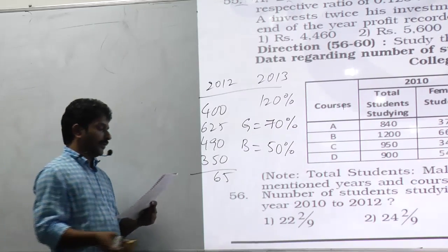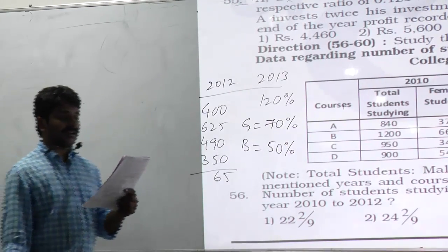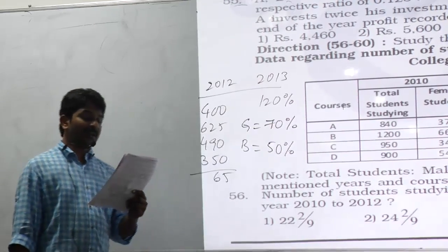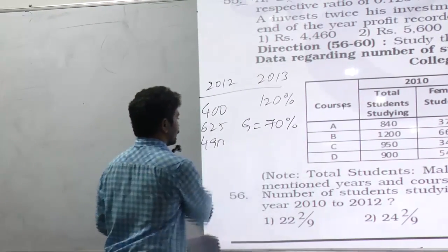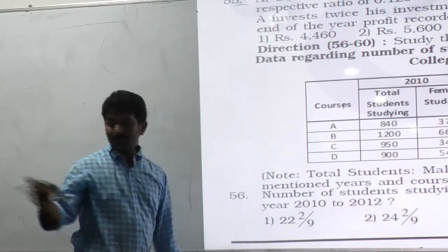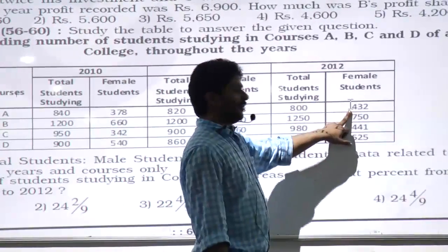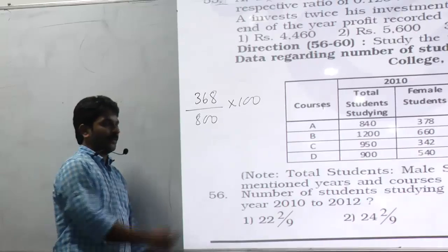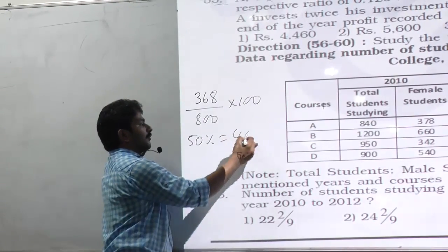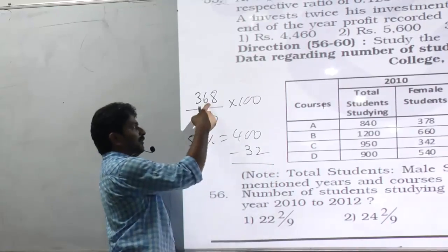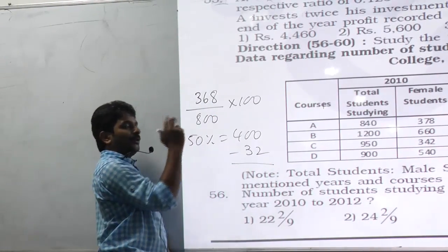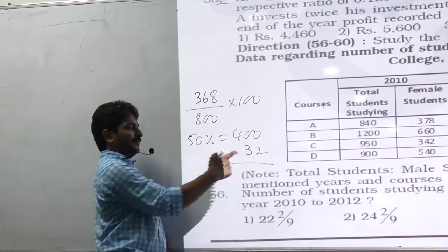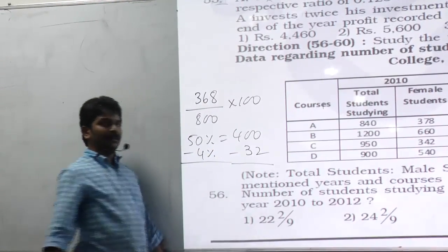Next. What percent of the total number of students studying in course A in the year 2012 are males? 2012, course A. How many students are there? 800. And females are 432. Remaining 368 out of 800. Percentage, right? So into 100. What is 50% of the denominator? 400. From this you need to subtract 32. Then it becomes 368. 1%, 2%, 16, 4%. So you need to subtract 4%. Answer 46%.